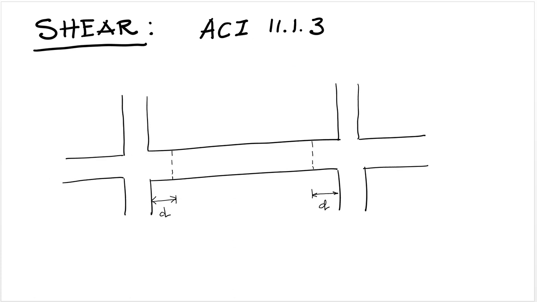So the critical section is again at the face of the support. If you have a continuous beam or a frame, this is another case where you are allowed to select the critical section for shear at a distance d away from the support. This is the typical case in most building structures.